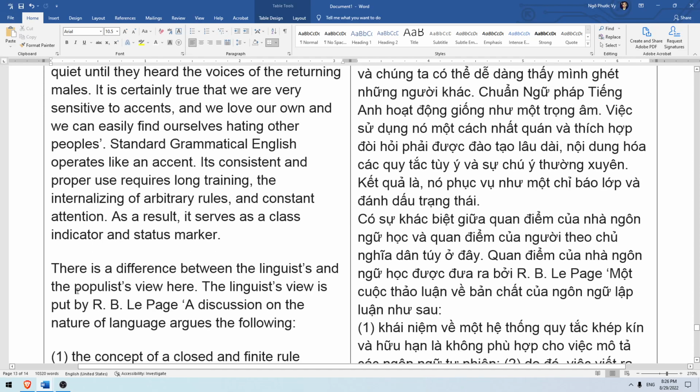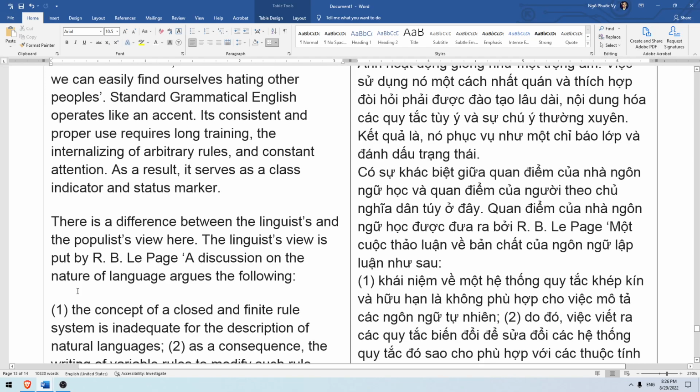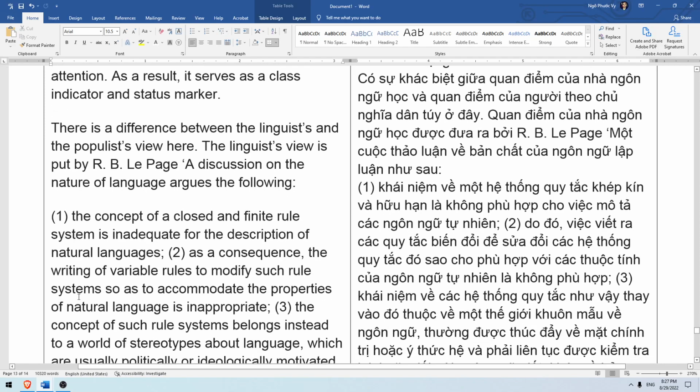It is certainly true that we are very sensitive to accents and we love our own, and we can easily find ourselves hating other people's. Standard grammatical English operates like an accent. Its consistent and proper use requires long training and the internalizing of arbitrary rules and constant attention. As a result, it serves as a class indicator and a status marker.